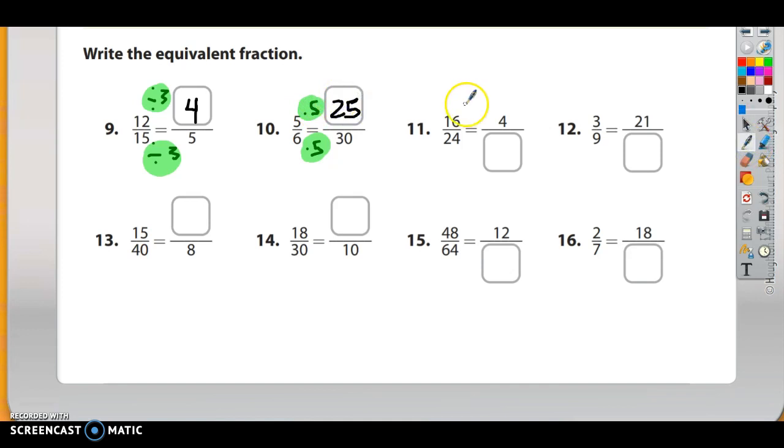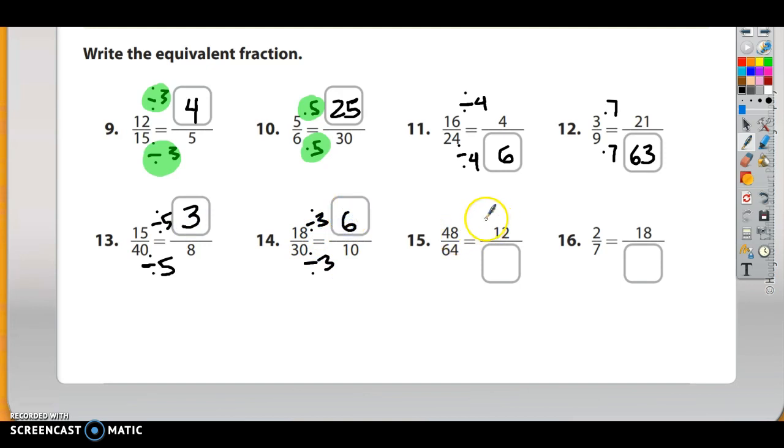How do you get from 16 to 4? Well, that's divide by 4. So you divide this denominator by 4 and you get 6. To get from 3 to 21, I multiply by 7. So I multiply 9 by 7, I get 63. To get from 40 to 8, I divide it by 5. So I get 3. To get from 30 to 10, I divide it by 3. To get from 48 to 12, I divide it by 4.